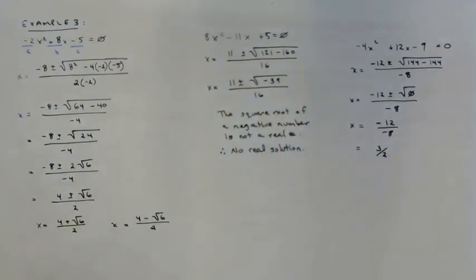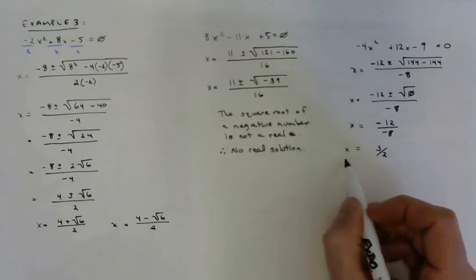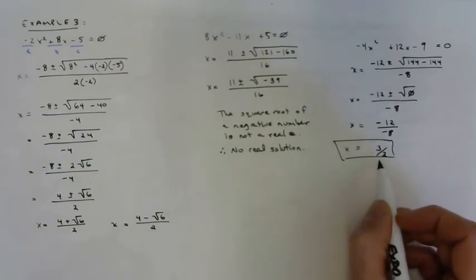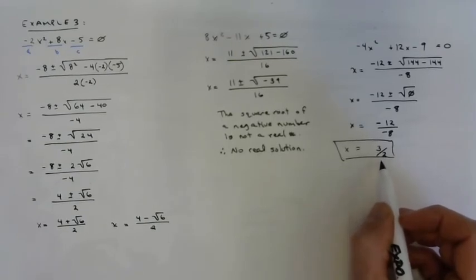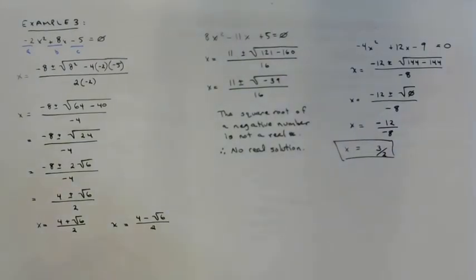The negative is not part of the square root. Okay, one solution. That's the only solution. So on that picture, you now know where that vertex is because it touches the x-axis at 3/2. 1.5, I should say.